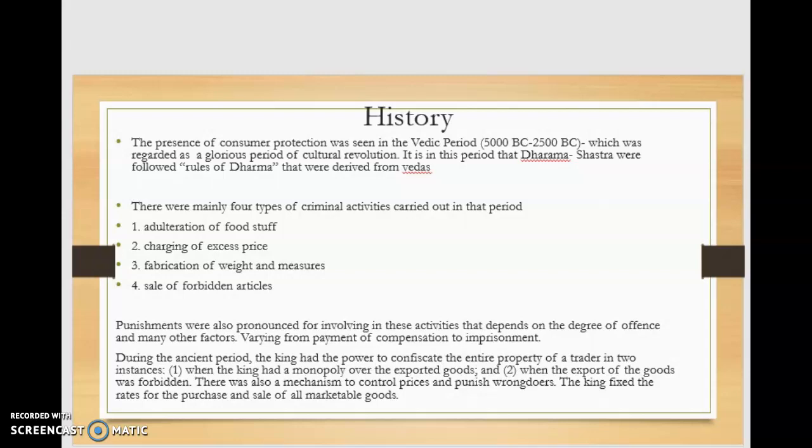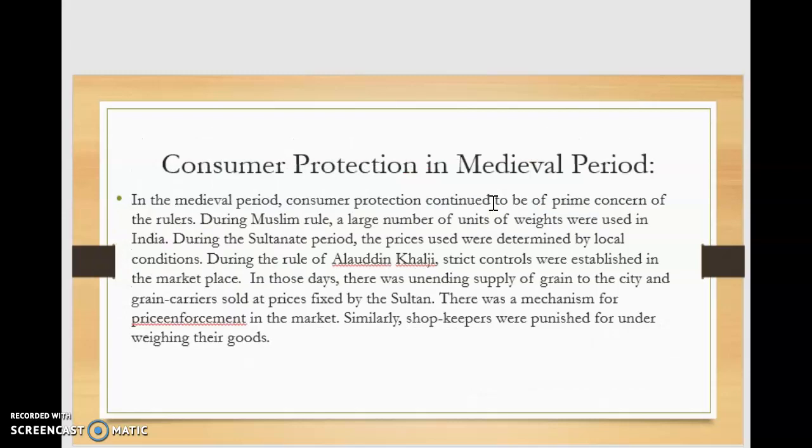So when we talk about the historical aspect, we say that yes, even during that time, these steps were taken under the Indian legal system under the guidance of the king.